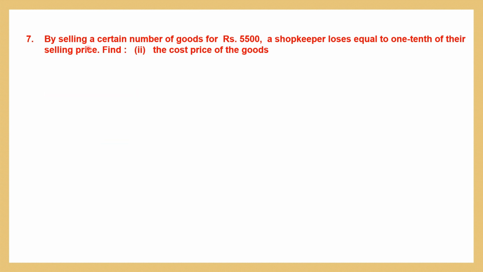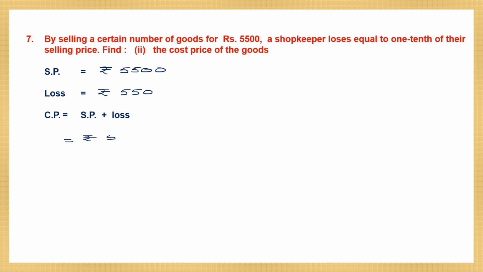Question 7. By selling a certain number of goods for 5,500 rupees, a shopkeeper loses an amount equal to 1/10 of the selling price. It's the same question. We have to find the cost price of the goods this time. So the selling price is already given to us, 5,500. And we found the loss, which is 550 rupees. Now we have to find the cost price, and that is selling price plus loss.